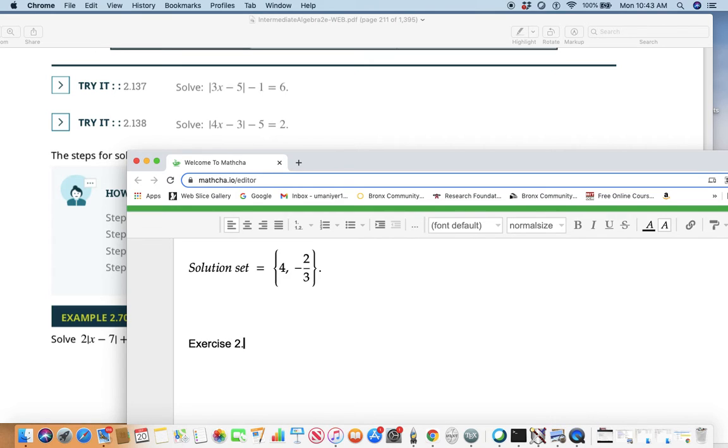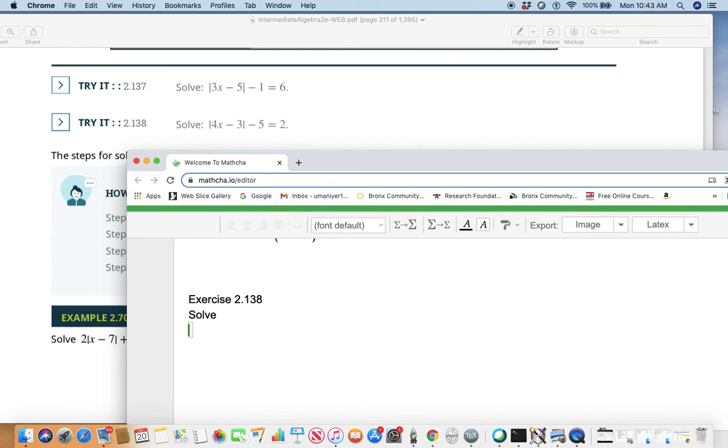Exercise 2.138. We want to solve absolute value 4x minus 3, minus 5 equals 2. Well, get rid of this negative 5, add 5 to both sides. This gets me absolute value 4x minus 3 equals 2 plus 5 is 7.